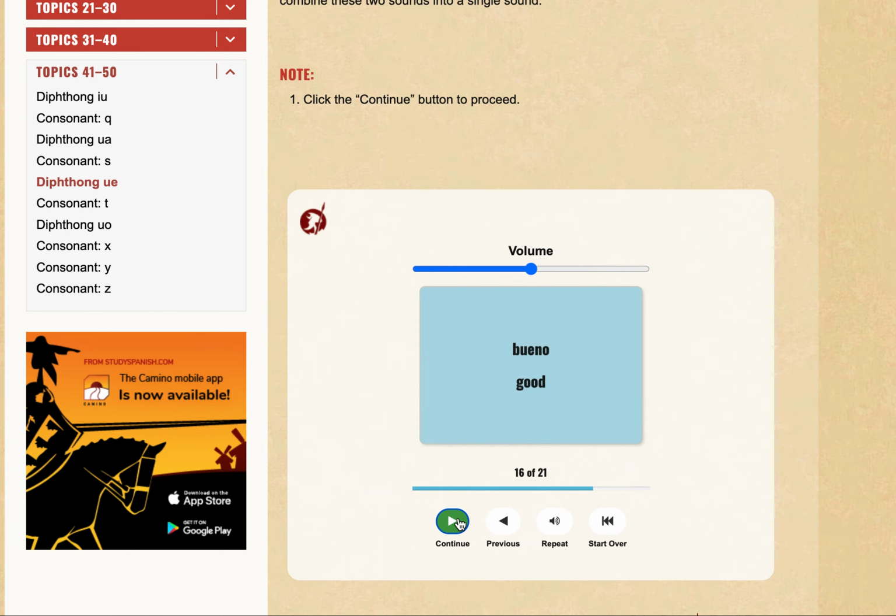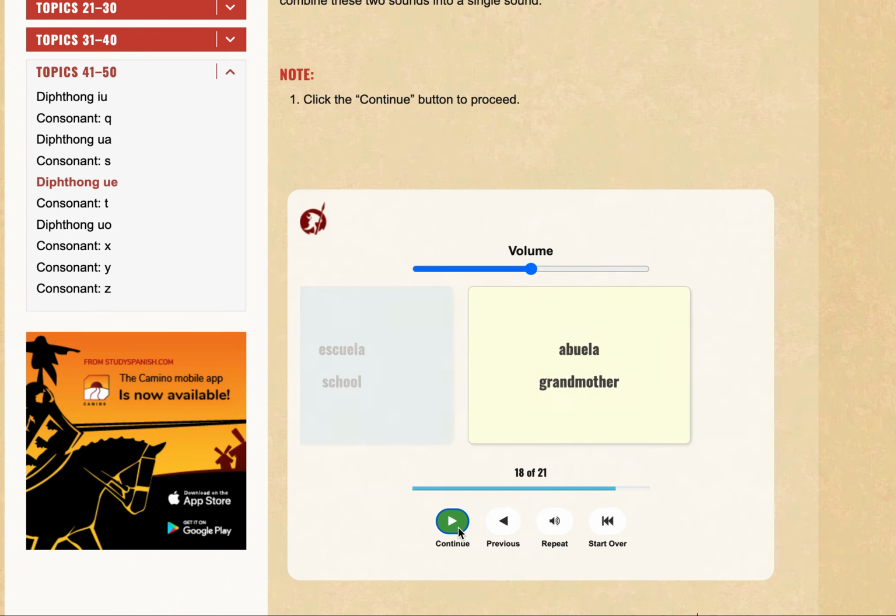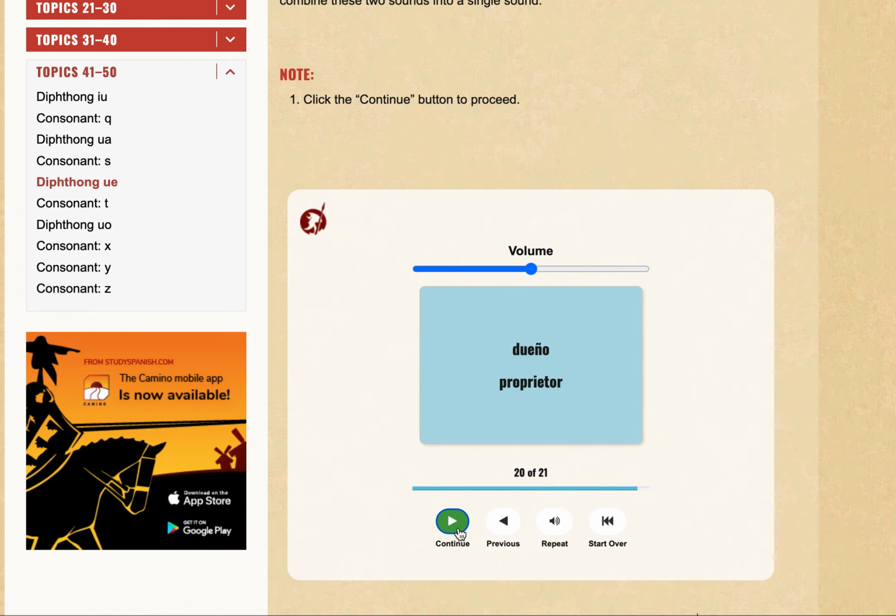Bueno, puerta, escuela, abuela, dueño, and the last one, fuerte.